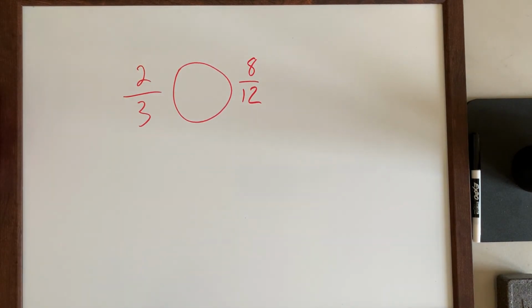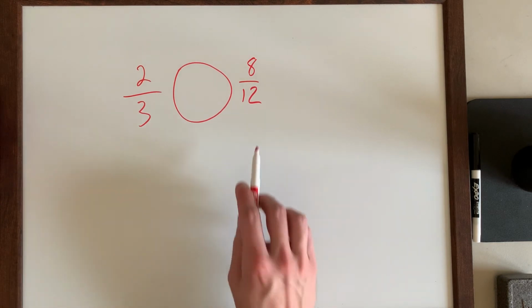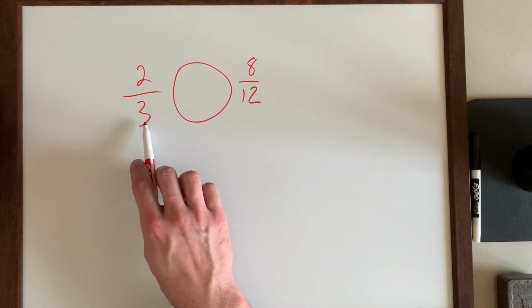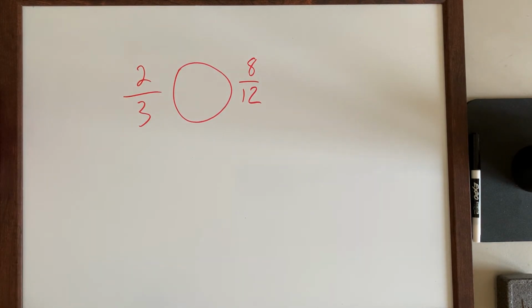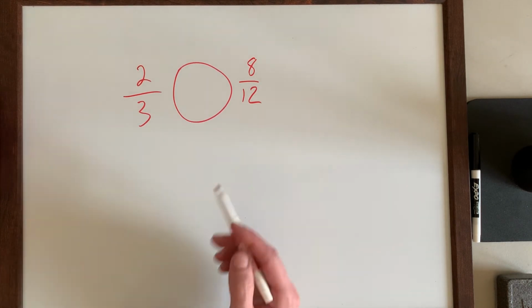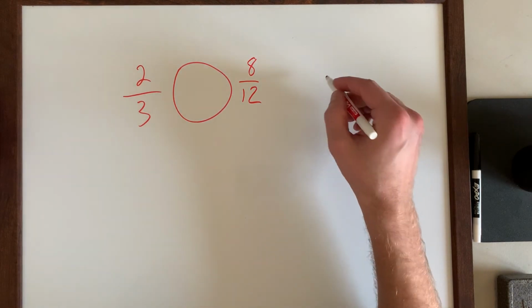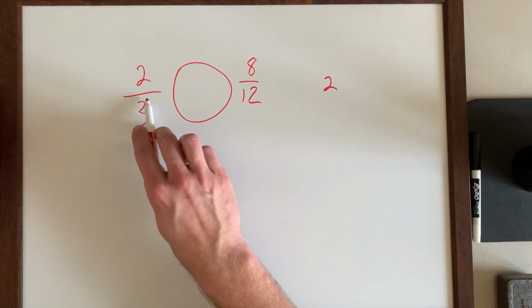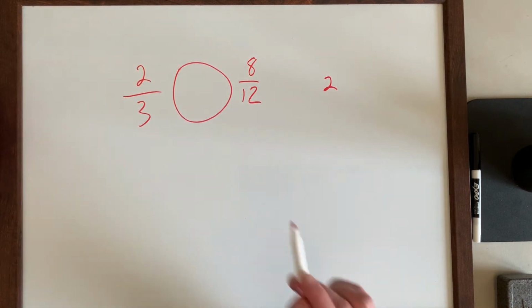So let's say that I wanted to compare these two fractions. If you recognize right away that 2/3 and 8/12 are really the same value with different numbers, then good for you. If you don't, that's okay. We're going to go through that same process. We're going to turn each of these into decimals and compare.